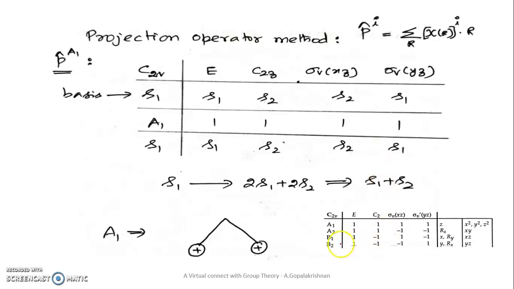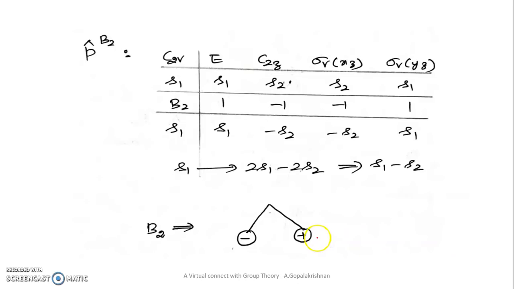In the C2V table, B1 and B2, if you multiply, 1 into 1 is 1, minus 1 into minus 1 is 1, 1 into minus 1 is minus 1, minus 1 into 1 is minus 1. See, now you will get a new set of characters. These characters correspond to the A2 representation, am I right? See 1, 1, minus 1, minus 1. It is A2.